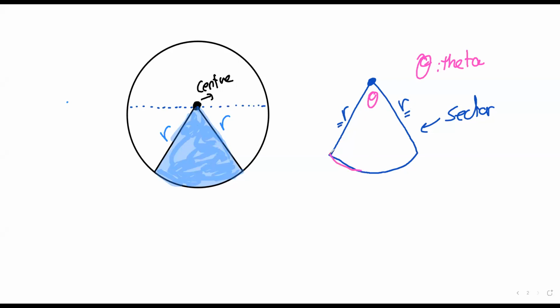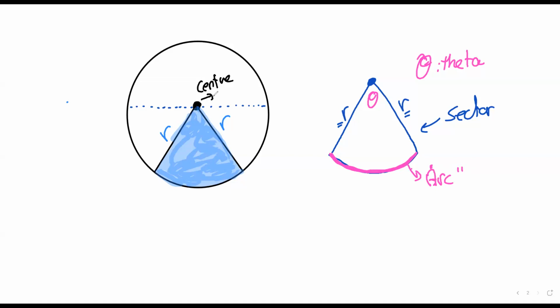And this part is the stuffed crust part, the one filled with cheese. This over here is called an arc. So basically, what is an arc? An arc is a part of the circumference. So these are the components of the sector.